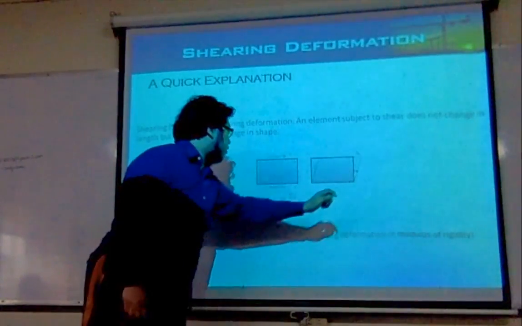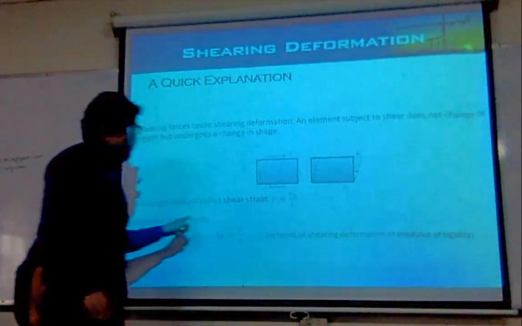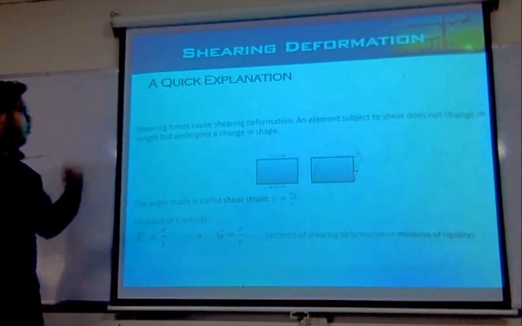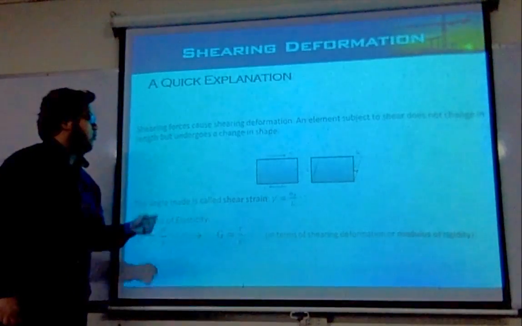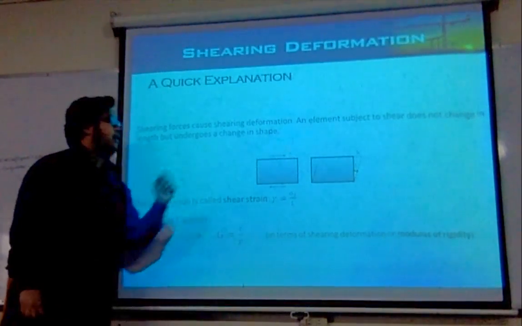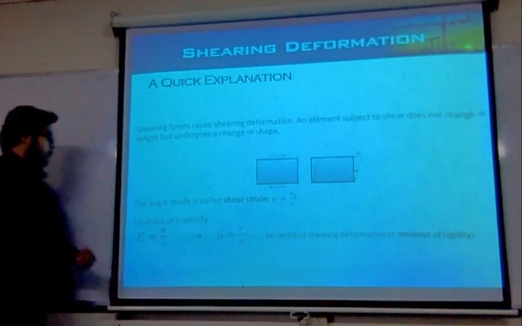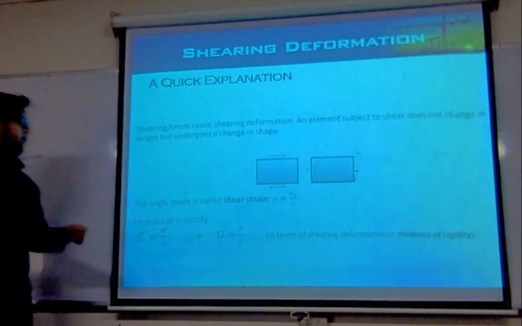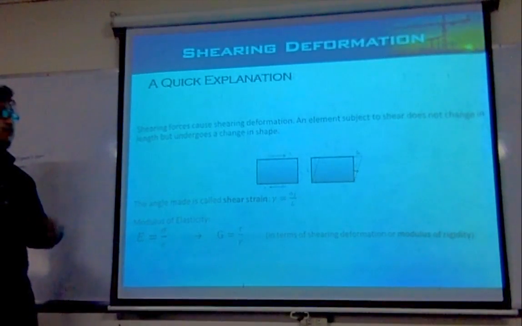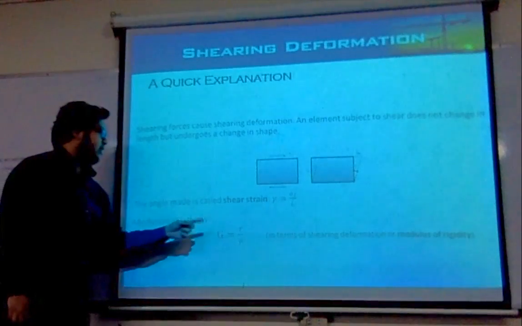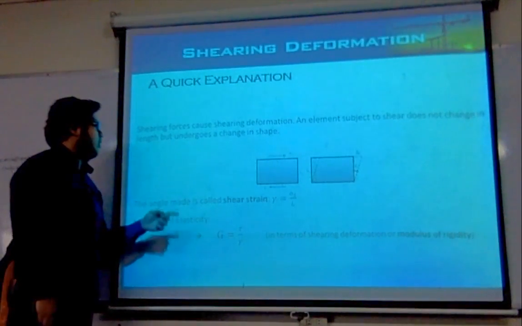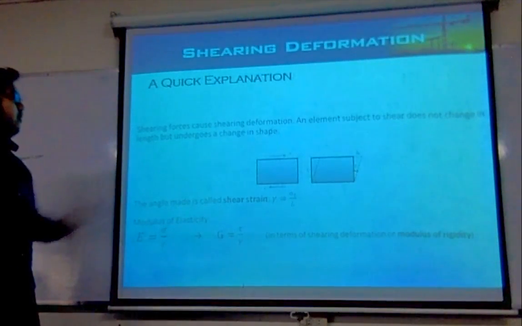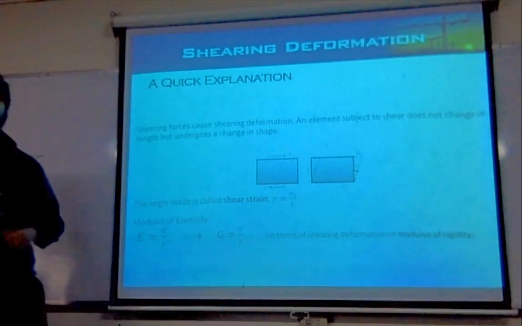So this is the Young's modulus for shear strain. It's the angle that is called shear strain. Shear strain is equal to the shear stress over the length. In general, the modulus of elasticity is equal to stress over strain. But in terms of shear deformation, the modulus of elasticity, denoted by G, is equal to shearing stress over shearing strain. It's also called the modulus of rigidity.